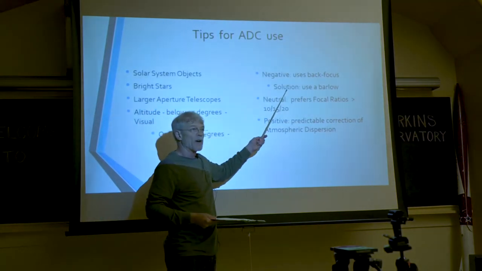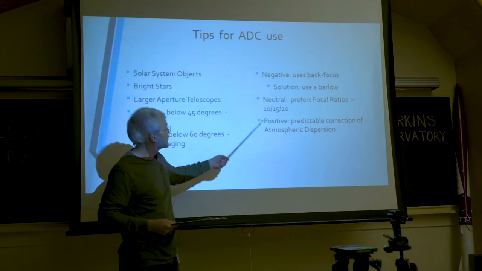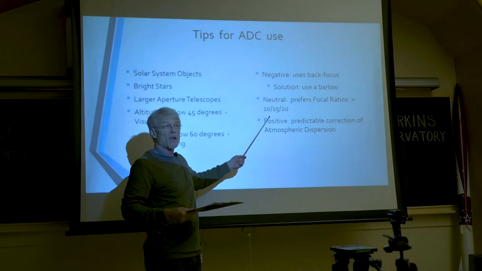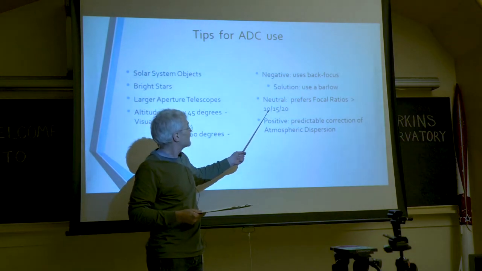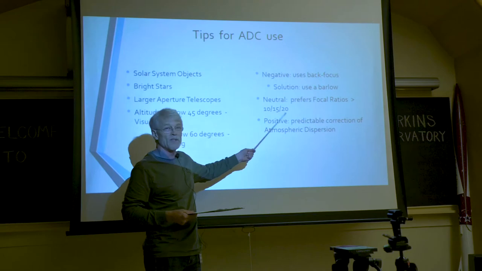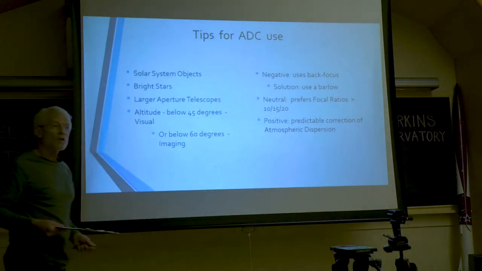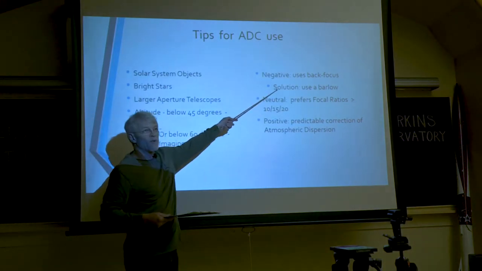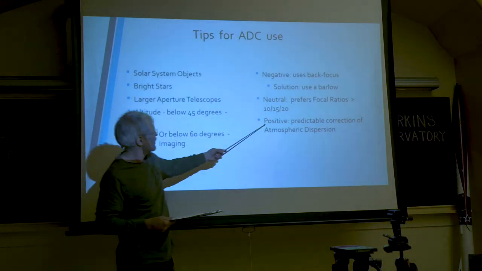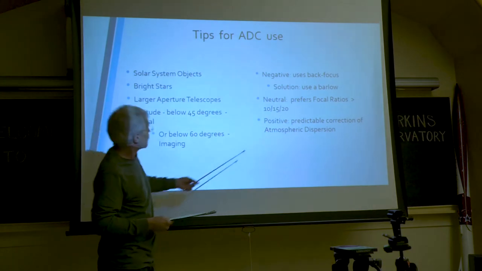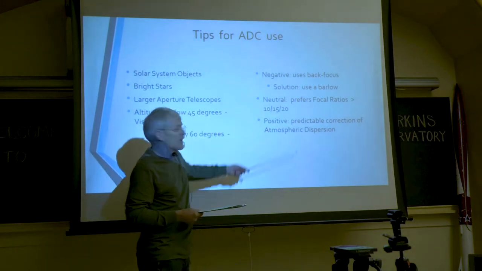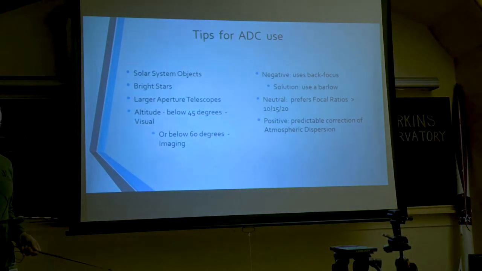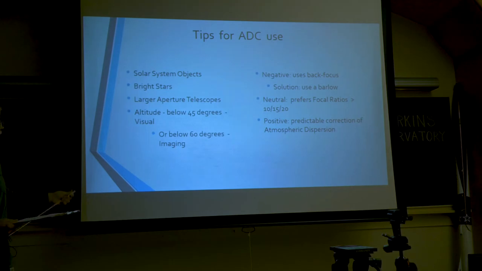But you can put a Barlow in there, extend the focal length, and still do it. It prefers focal ratios above, depends on which one you look at. Some say above focal ratio of 10, some say 15, some say 20 to 40. So the longer the focal ratio, the better you are. Once again, if you have a short focal length telescope, use a Barlow. A positive, a pro, you got a predictable correction of your atmospheric dispersion. You know you can get rid of it. I call that a pro.